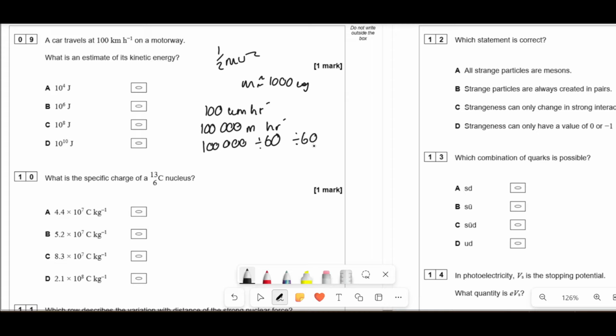So if we do that, 100,000 divided by 60, and then divided by 60, that gives you roughly 27.8 meters per second. So half mv squared is a half times 1,000 times the answer squared, which is roughly 0.38 times 10 to the 6. So if we look at the options we have, 10 to the 4, no. 10 to the 6, yes. 10 to the 8 is too high, 10 to the 10 is too high.